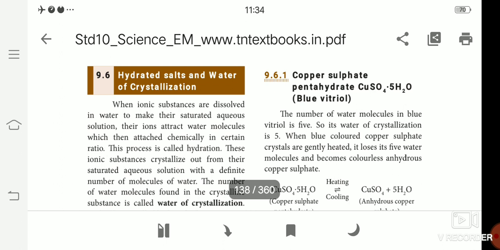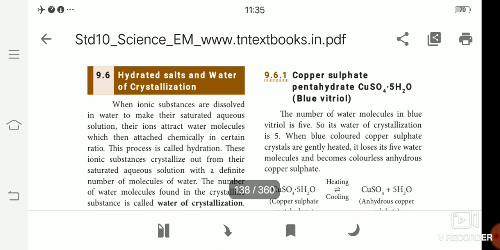So the positive ions and the negative ions in the saturated aqueous solution attract water molecules, which then attach in a chemically certain ratio. This process is called the hydration process. The amorphous solid is converted into a crystalline salt.